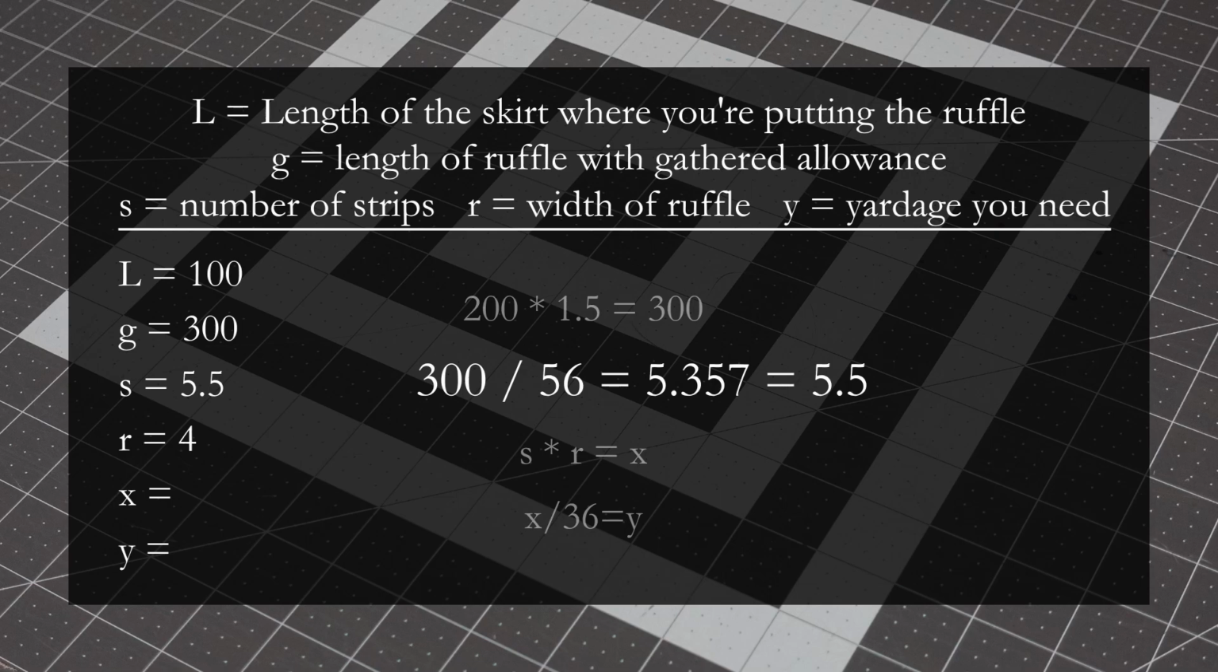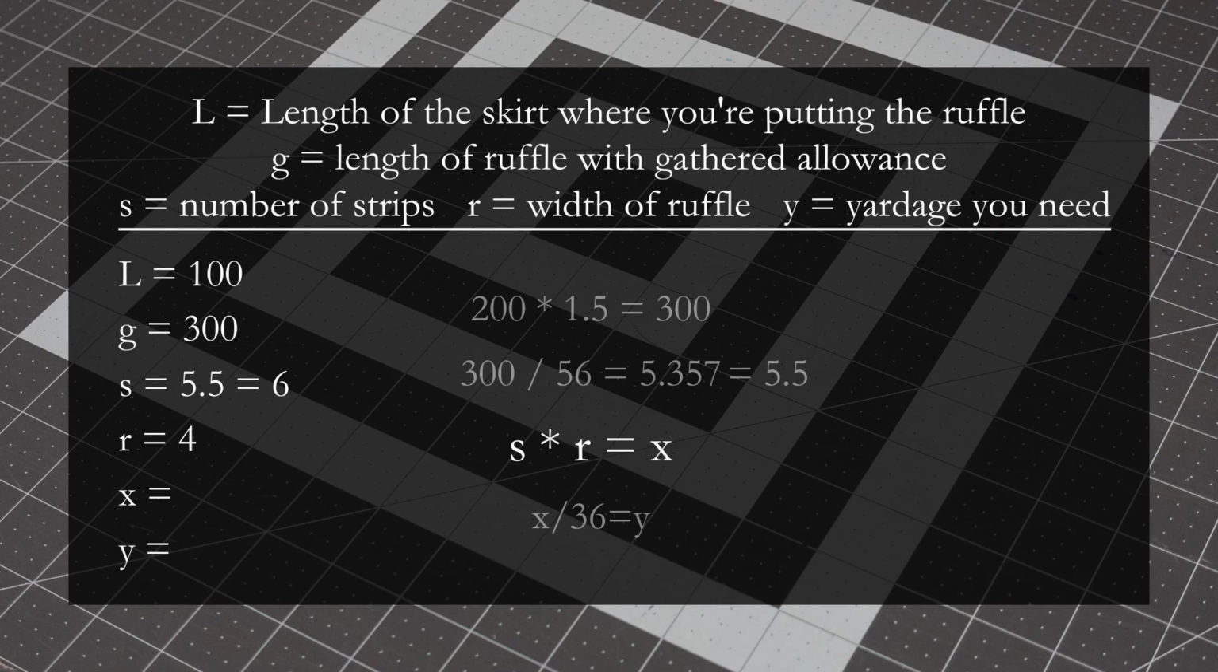For the sake of the math, I'm going to take the 5.5 and round it up to the nearest whole number. That's because even though I only need 5.5 strips of fabric, that's going to be very difficult to cut out. So I'm going to cut enough fabric for 6 strips, even if I only use half of one of them. Now we're going to replace S with 6, and multiply that by the ruffle width, which is 4. 6 times 4 is 24, so this fabric has to be 24 inches long to get 6 strips out of it.